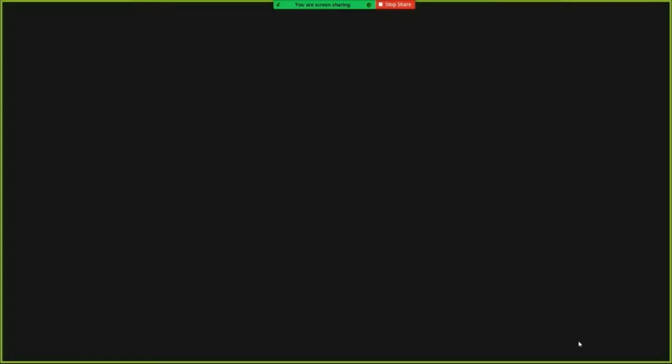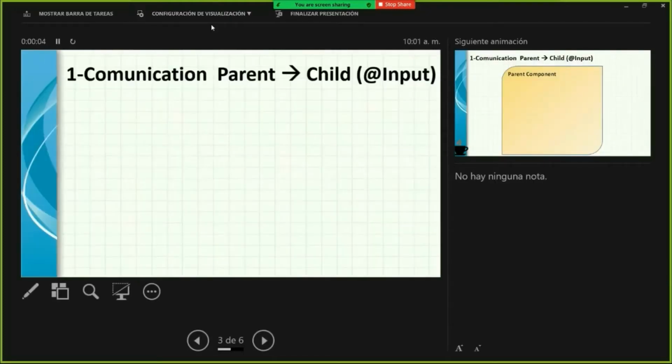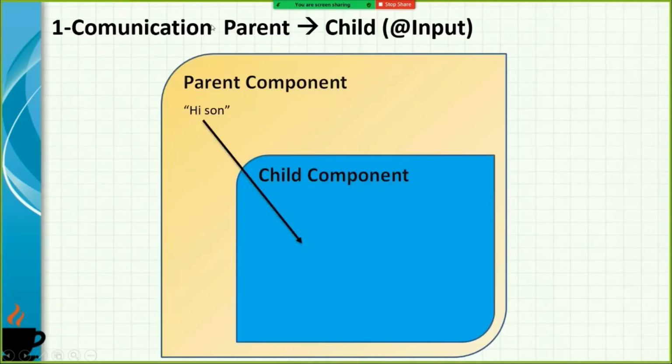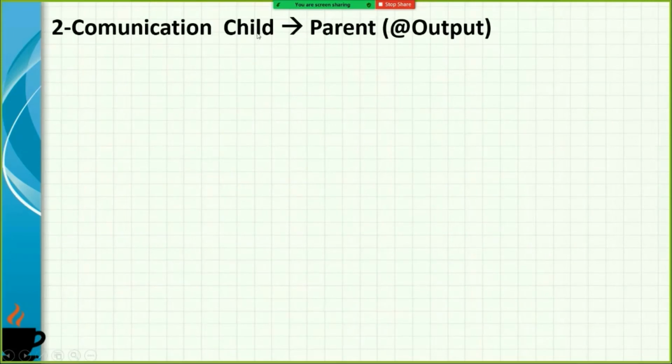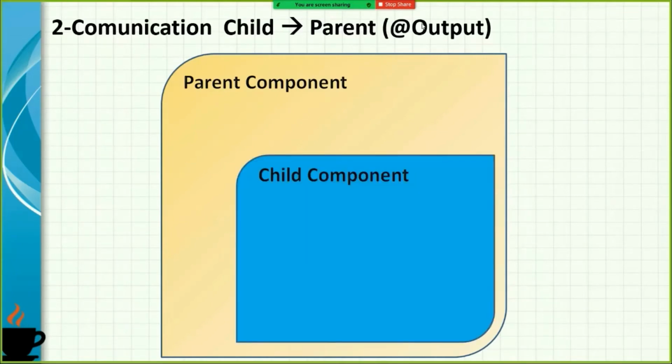The other communication I can show here is from the child to the parent. To do that, I will use the output variable. Here we have a parent component. The parent component has a child component inside. The component is displayed inside the parent component.